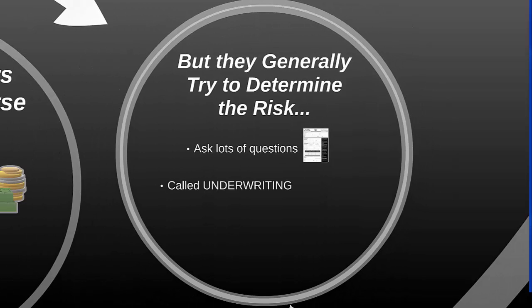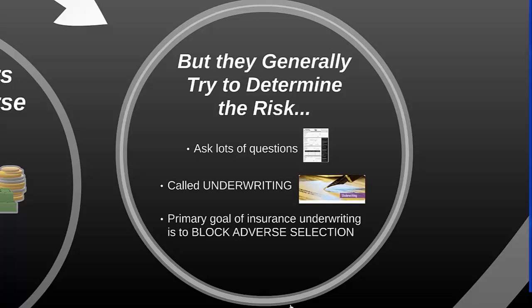This is called underwriting. Underwriting is asking a lot of questions to assess the risk and to determine the appropriate premium to charge for an insurance policy, or to determine whether or not to write the policy at all. And the primary goal of insurance underwriting is to block adverse selection, because the more the insurance company knows about the risk, the more likely they can keep highly risky insureds from purchasing the insurance, or they can charge them more than they would someone who is just of average risk.